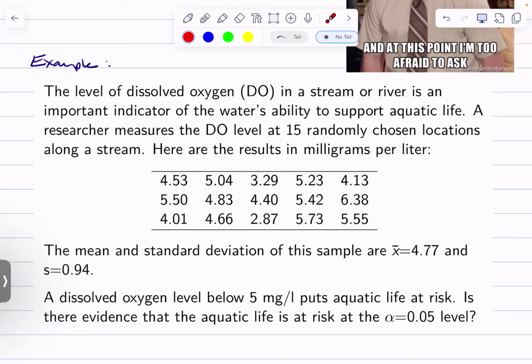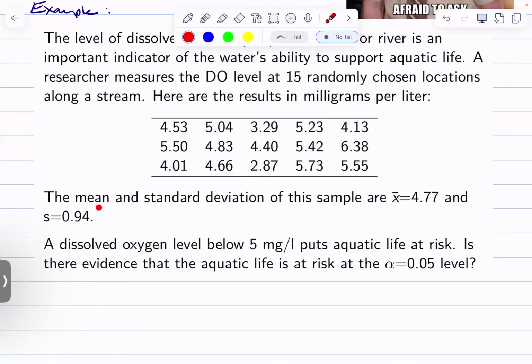I do. The level of dissolved oxygen, DO, in a stream or a river is an important indicator of the water's ability to support aquatic life. Please remember that. I tell this to all my other classes, so I hope it's true. A researcher measures the dissolved oxygen level at 15 randomly chosen locations along a stream. Here are the results in milligrams per liter, 15 of them. Obviously, this would just be one column in an Excel spreadsheet, but that doesn't really play nice with this slide, so it had to be listed like this.